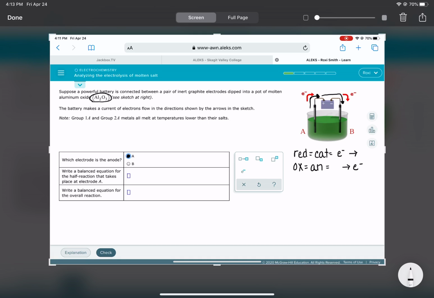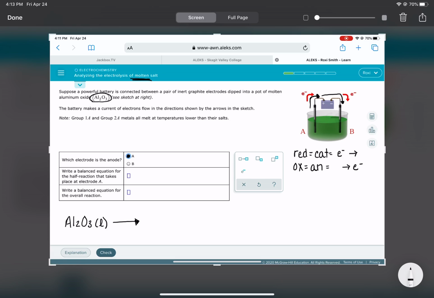Now we want to figure out a balanced equation for the reaction that takes place at the anode. That means we're looking for the oxidation. It's probably helpful to write the overall reaction first and then divide it up and figure out which one is the oxidation. In the overall reaction, if you refer back to your notes, we have our ionic compound, and it's liquefied because it's molten. That is our reactant. The products are pure metal, in this case pure aluminum, and the non-metal, which in this case is going to be oxygen as a gas.